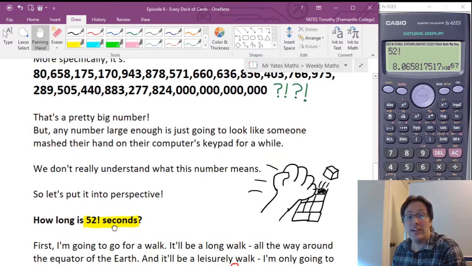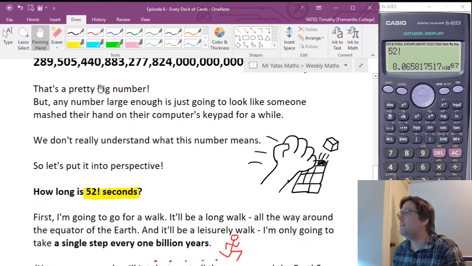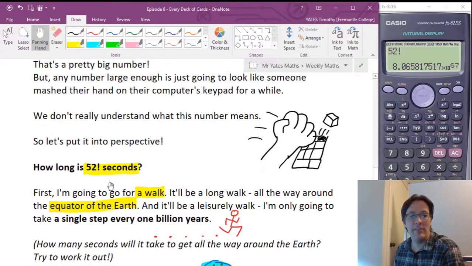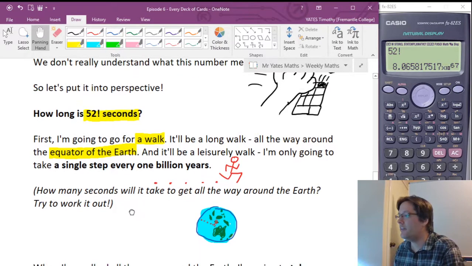So to help us realize how many seconds this is going to be, I'm going to go for a walk. And it's going to be a long walk. We're going to walk all the way around the equator of the Earth. And it's going to be a leisurely walk. I'm going to take my time. I'm only going to take one step every billion years. So, how many seconds do you think it would take to get all the way around the Earth? You can try and work that out. But here we go. We're walking around the Earth gradually.